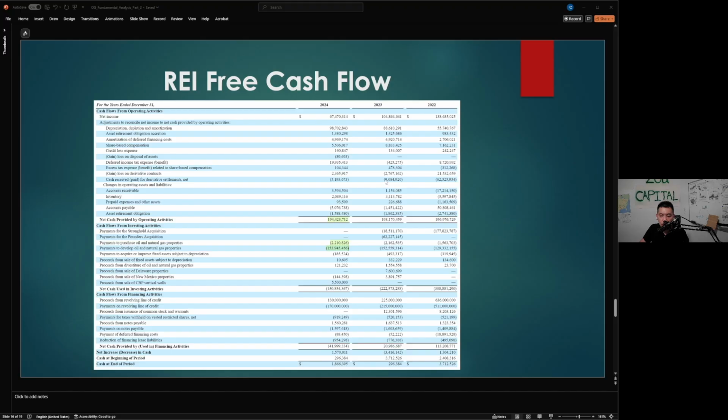Looking at Ring Energy's 2024 10K cash flow statement, their operating cash flow is around $194 million, and their capital expenditures are around $156 million. When you do the math, their free cash flow is around $38 million. Basically, if you own 100% of Ring, you can take home $38 million in 2024.